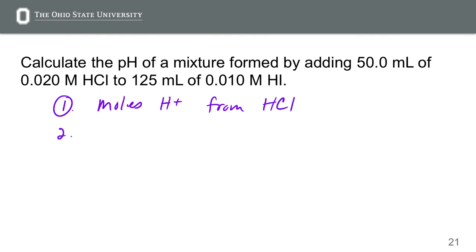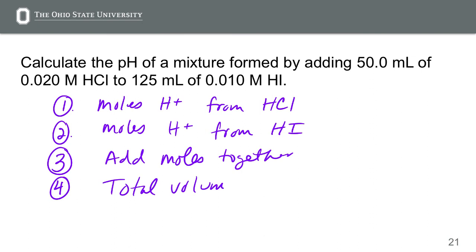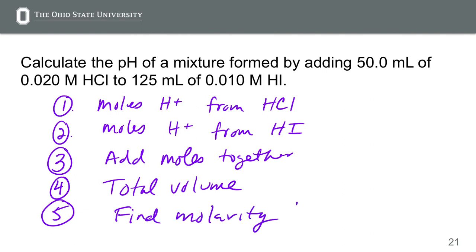Then we're going to find moles of H plus from HI. And then we're going to add the moles together. Find the total volume. Find the molarity. It's a lot of steps, but I'm really exaggerating it here. And once we have the molarity of H plus, from there we can calculate the pH.